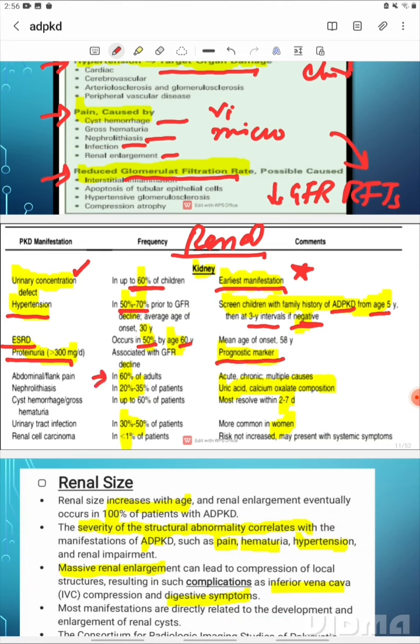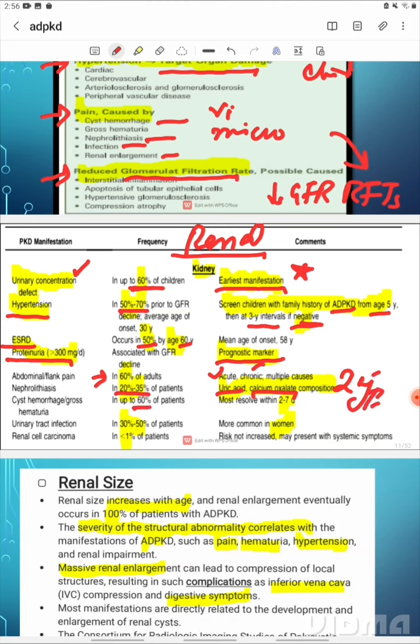Abdominal pain and flank pain occur in 60% of patients. It can be acute or chronic, and the patient can go on and off with this kind of complication. Stones are common in 20 to 35% of patients. Usually it's asked what the commonest type of stone is in these patients. There are two types of stones: uric acid is among the most common, but calcium oxalate is also present. So we can say that two types of stones are present.